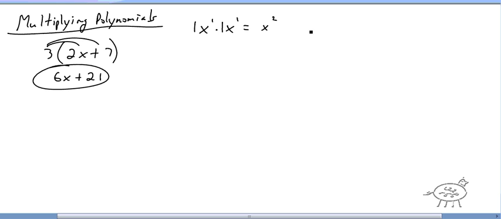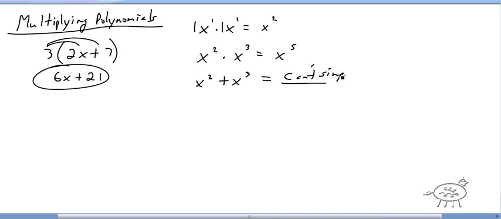Now you don't have to worry about like terms here. The only thing you have to worry about is like variables. So if I had x squared times x cubed, I can multiply those together. You can't add them together. So x squared times x cubed is x to the 5th. But if I said x squared plus x cubed, you should know that you can't simplify that because they're not like terms. But multiplying, you can put them together.